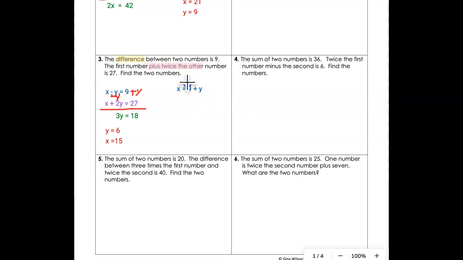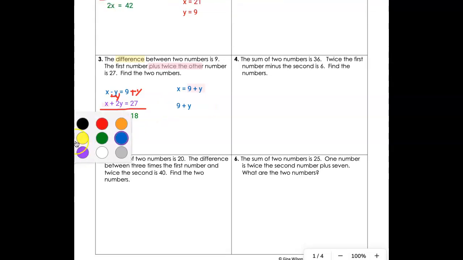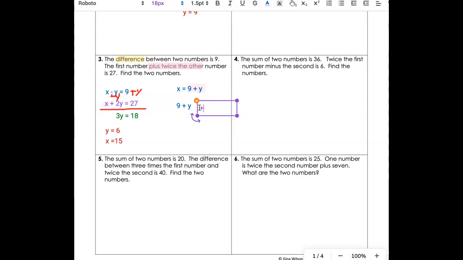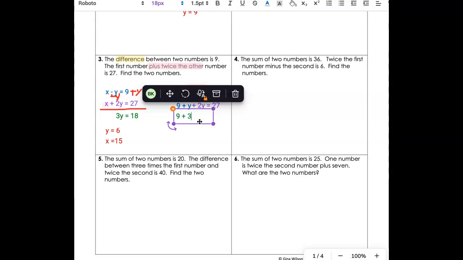And then we're going to take this and plug it in for x at the bottom. So instead of x, we're going to put 9 plus y. And then we keep going with the rest of the equation. Plus 2y equals 27. Combine my like terms. All right, and you'll see you'll get the same answer, so it's up to you which method you want to use. So 9 plus 3y equals 27.